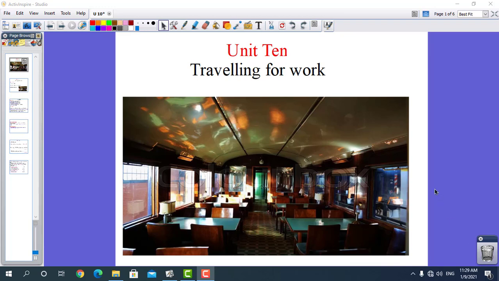Hello everybody, today we are talking about Unit 10, traveling for work. I think all of us love traveling. We usually travel on holidays. For myself, I think traveling is one of the best things that we can do in our free time.